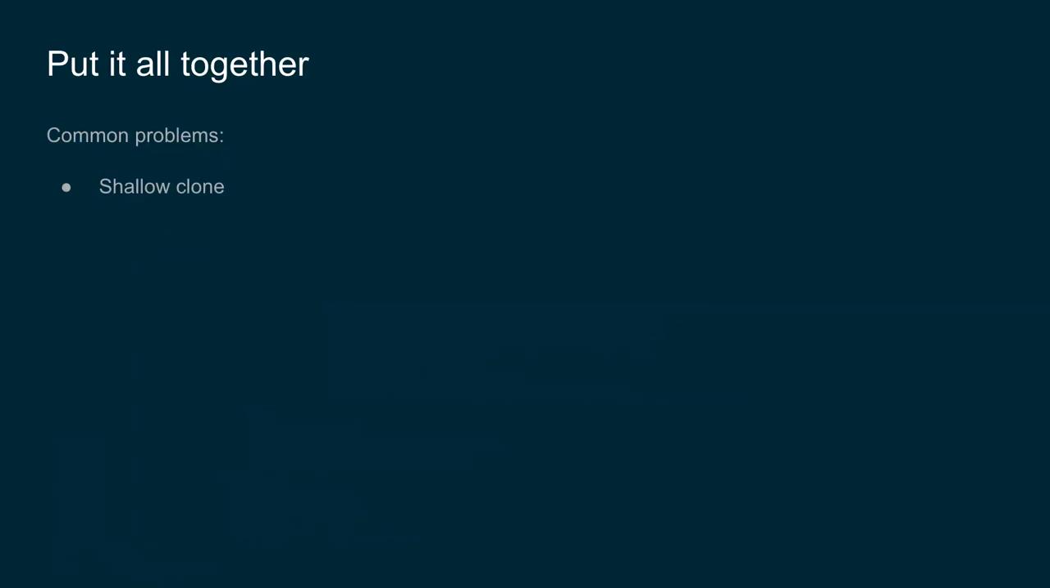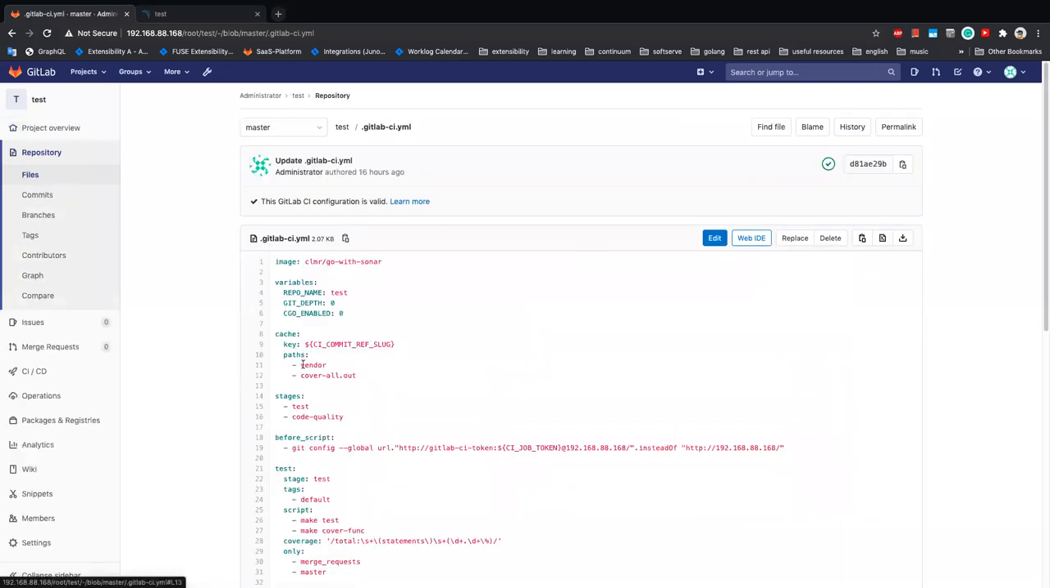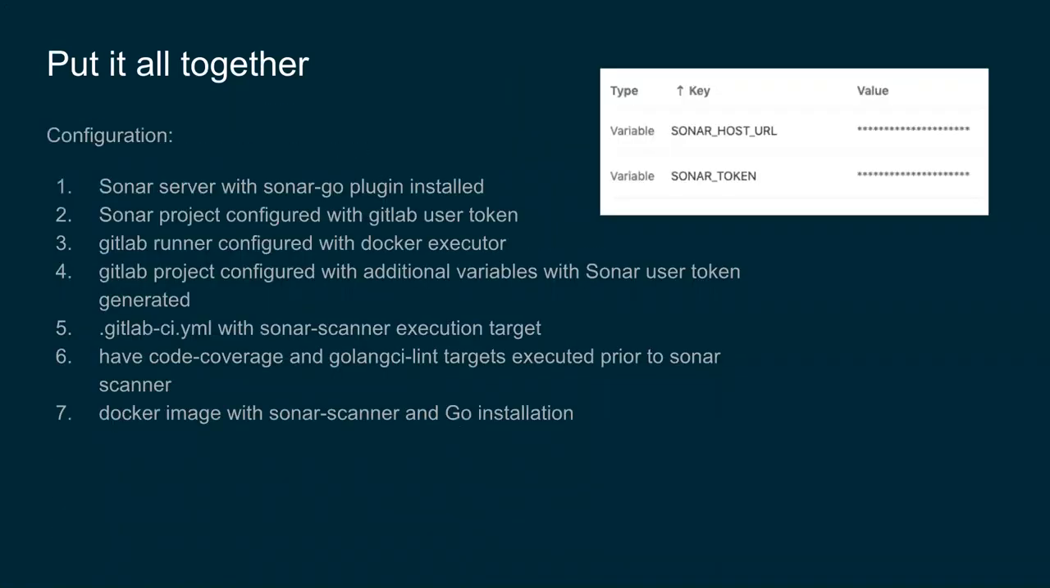If we talk about common problems, the only thing that I faced was a shallow clone, which didn't allow Sonar to provide the comments from the Sonar server. Sonar didn't realize that there was new code populated. But we can easily overcome it by just setting git depth to 0, and then it works. Okay, so this is it about the Sonar theory, probably. What I wanted to show you.